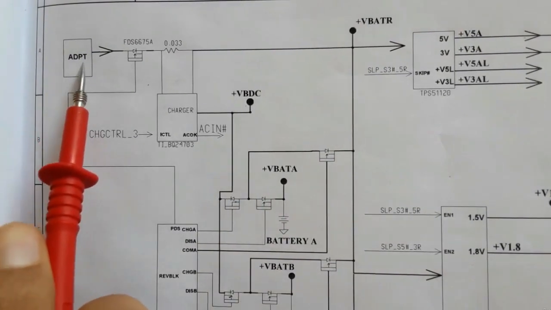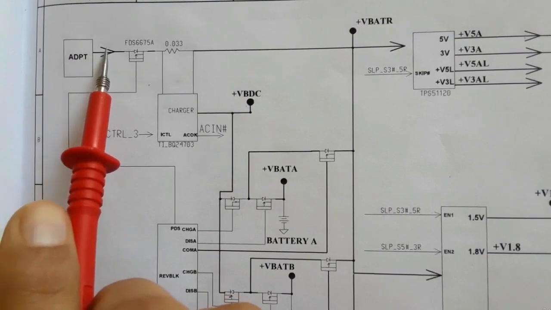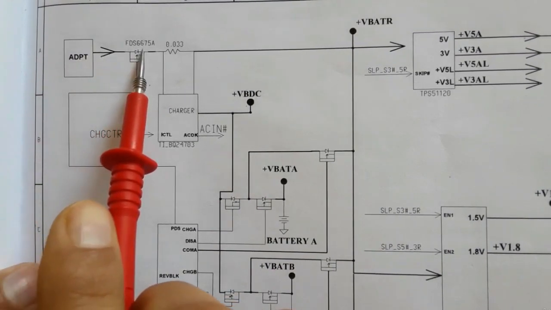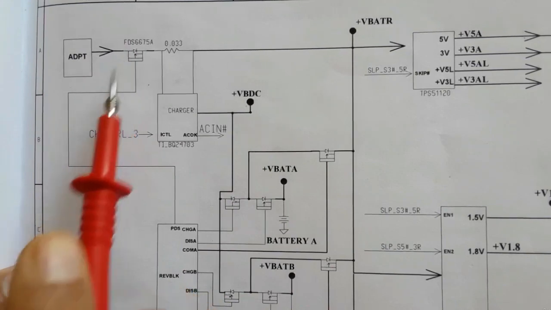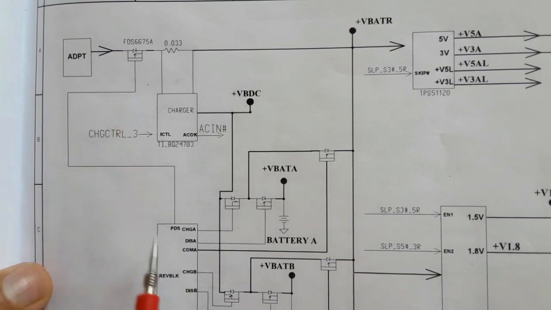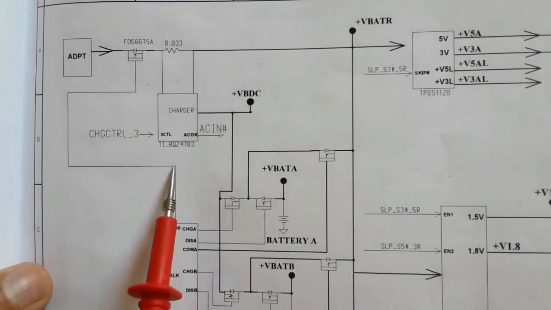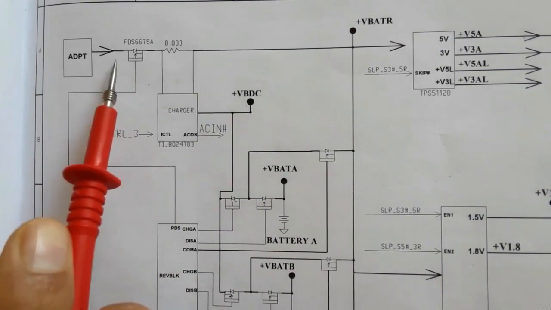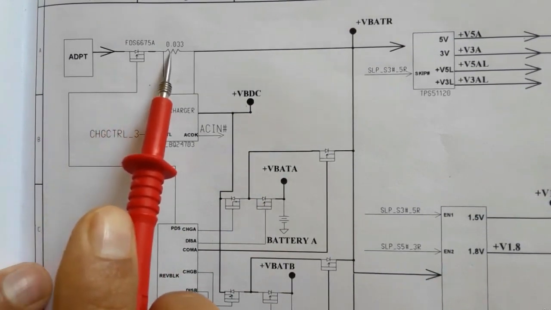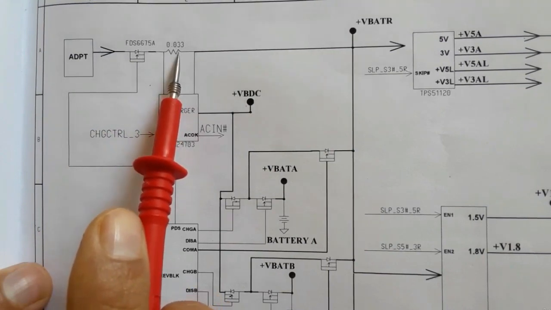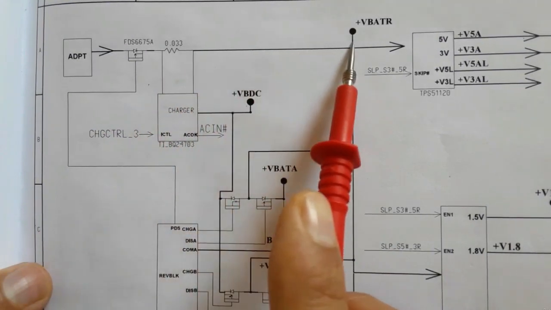As you can see, we have the adapter. The 19 volt will pass. This symbol means the direction of 19 volt will go through this MOSFET, and then the MOSFET will be activated by a control signal from the power management IC, the charge IC. Then the 19 volt will pass to the current sense resistor, as you can see. After the current sense resistor, we will get the VBAT.